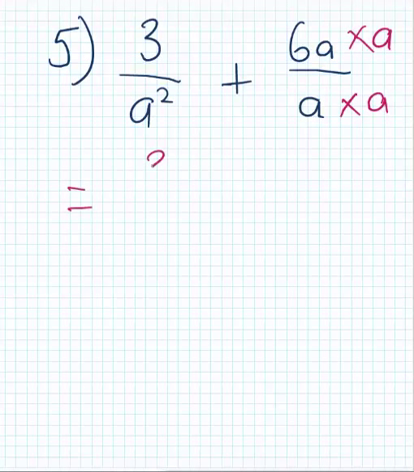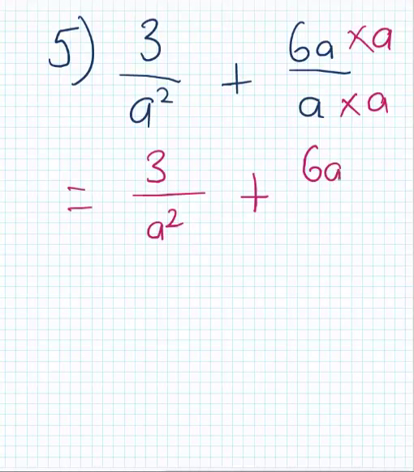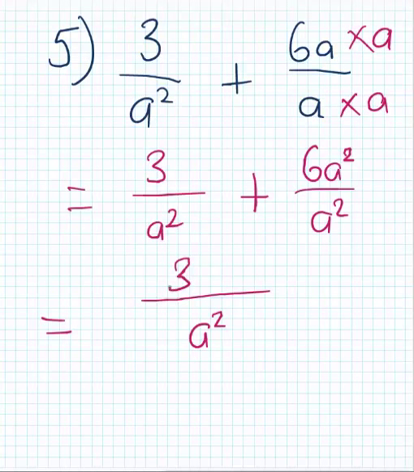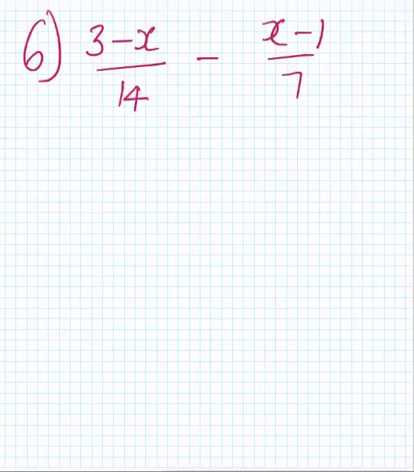So I'm left with 3 over a squared, plus 6a times a, that is 6a squared, over a times a, which is a squared. I now have the same denominators, so let's write them under the same denominator. So I've got a squared, and 3 plus 6a squared. And that is your final answer. And remember, you cannot cross off the a squared and that a squared, because that 3 needs to have an a squared also.